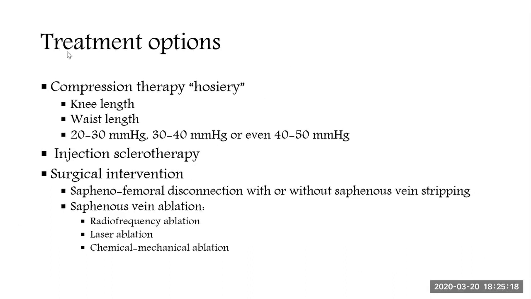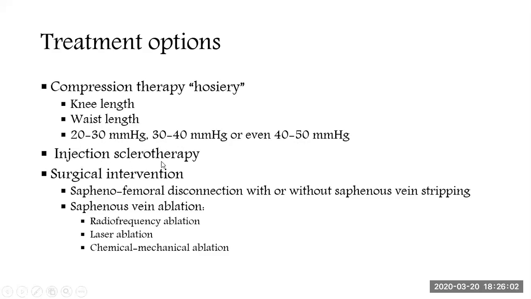We have treatment options. Number one is compression therapy by hosiery, either knee length or waist length. The knee length is called the below knee elastic stocking, and the waist length is called above knee elastic stocking. They are of varying degrees of compression pressure. Class 1 ranges in pressure from 20 to 30 millimeters of mercury, class 2 from 30 to 40 millimeters of mercury, and class 3 is from 40 to 50 millimeters of mercury. Class 2 is the one commonly used in the event of varicose veins.